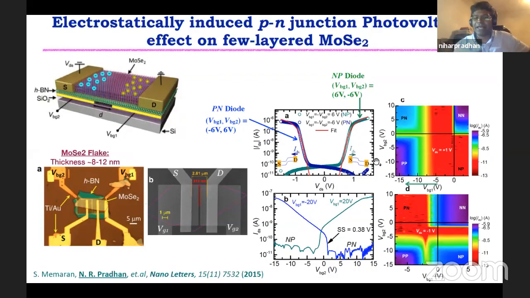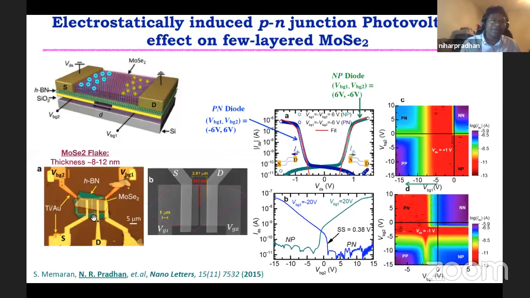You can apply the gate voltage negative and positive with drain source voltage positive or negative. So you can have 4 different diode configurations, PN, NN, PP and NP, depending upon what polarity of the gate voltage you are going to use, positive or negative combination. So you will have 4 different combinations.